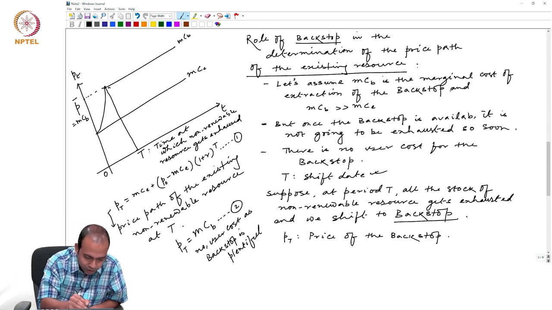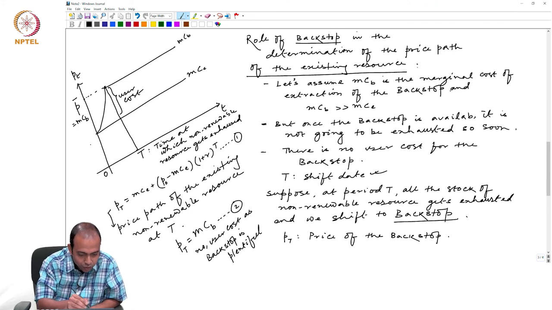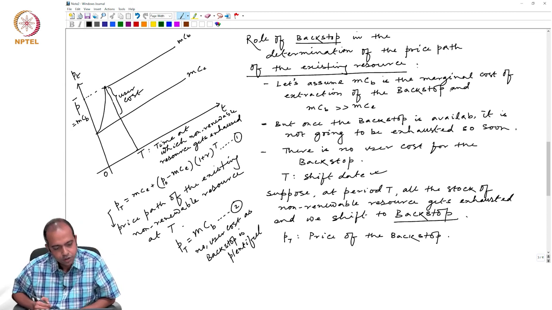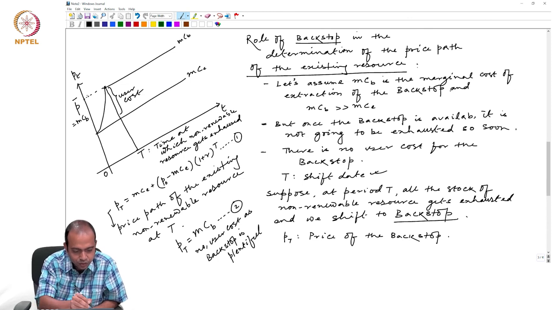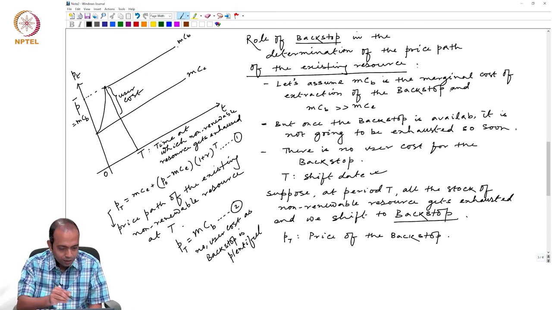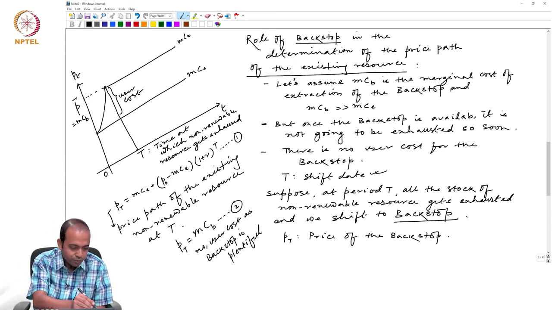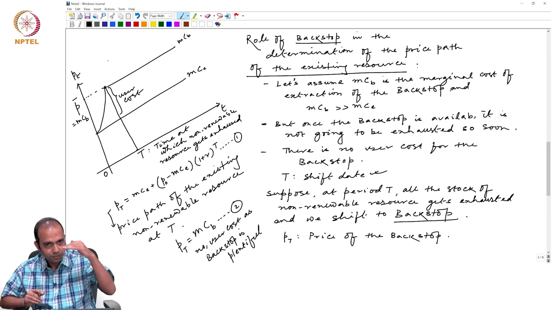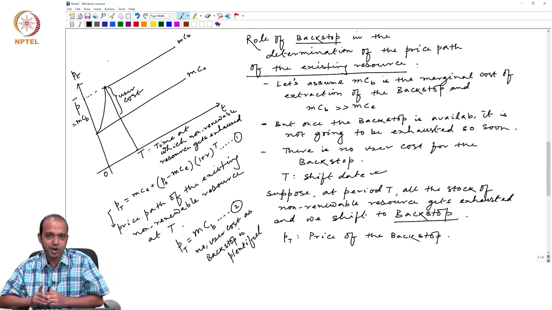So, this you can think of as user cost, MCE. This user cost we are thinking only for the existing resource. This is MCE, the marginal cost of extraction for the existing resource, and this is P at time period T. So, you can say that this is the user cost. But for MCB, there is no user cost, P equals MCB, right? And that is why the price of the backstop is P bar at that ship date, it is not changing. MCB puts an upper limit given by P bar.